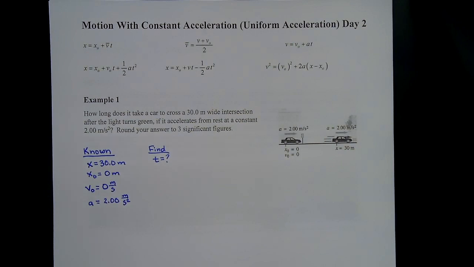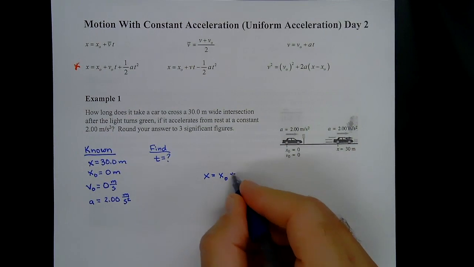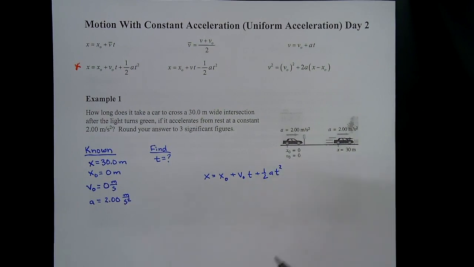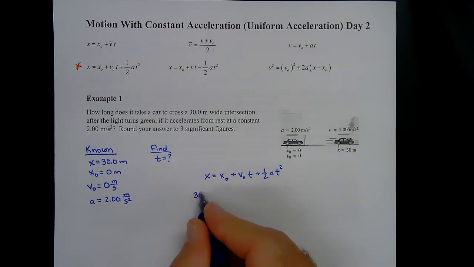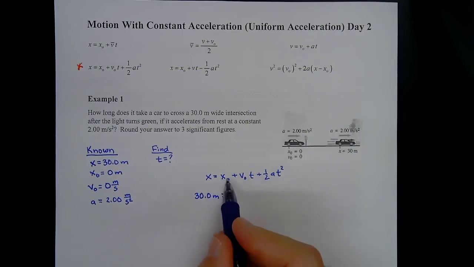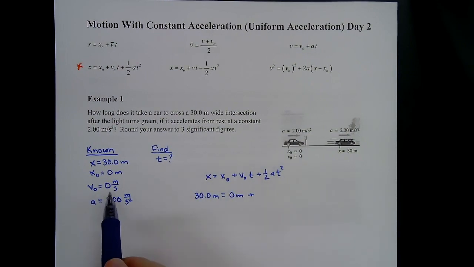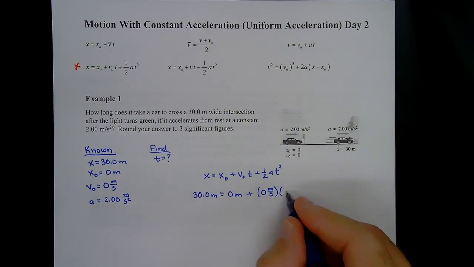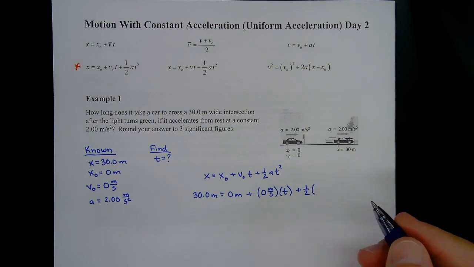So the one you should have picked is this one right here. We're going to use X is equal to X sub O plus V sub O times T plus 1/2 A T squared. So this X is going to be 30.0 meters. So 30.0 meters is equal to the initial position, which is 0 meters, plus the initial velocity, which is 0 meters per second, times my time, which I don't know, and then plus 1/2 times my acceleration.